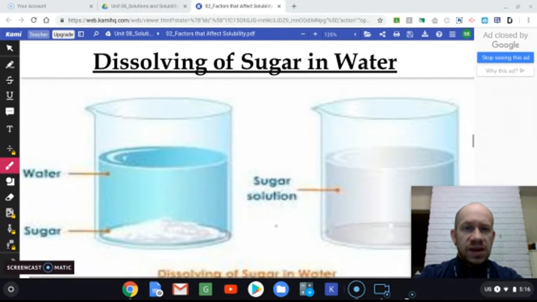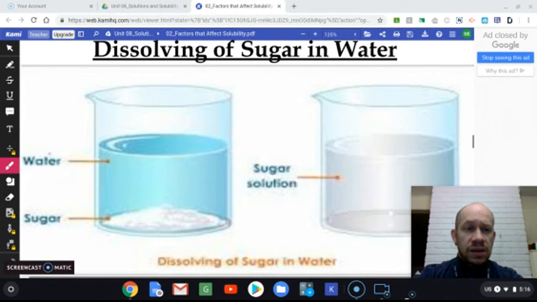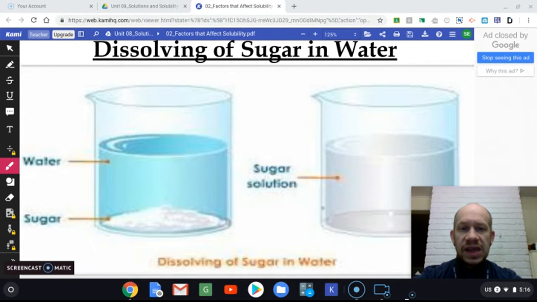So for example, dissolving of sugar in water. If I put the sugar in the water, it will dissolve and break apart into its molecules. If I heat up the water, then I can dissolve more sugar and make a sugar solution.